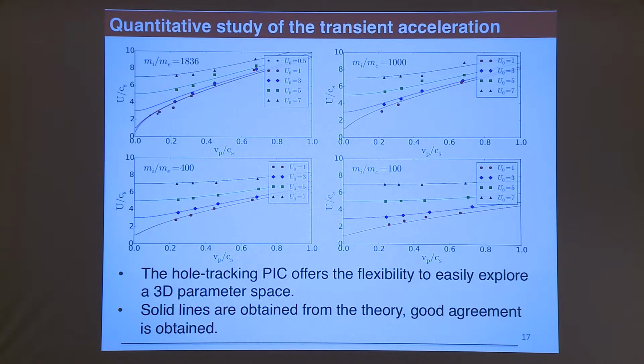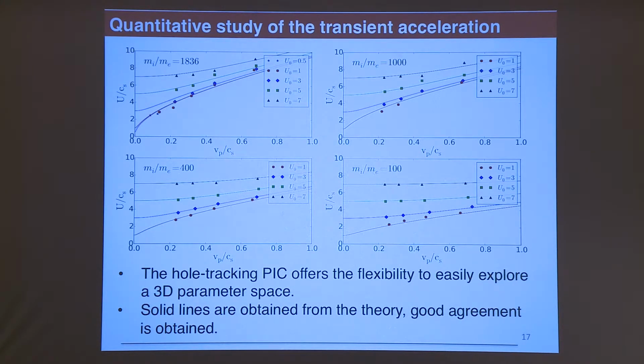And the big advantage of having hole tracking is that it offers very good flexibility to explore a wide range of parameters, because you don't have to worry about losing the thing that you're trying to simulate from the simulation domain. Here I'm showing you that we've done runs exploring a 3D parameter space. We've studied this initial transient acceleration very carefully, and its dependence on the initial velocity, on the mass ratio, and on the size of the electron hole. The solid lines are from our theory, and there is very good agreement.